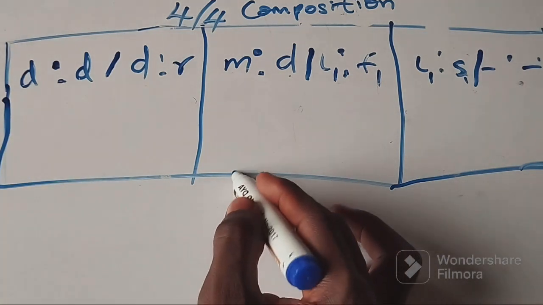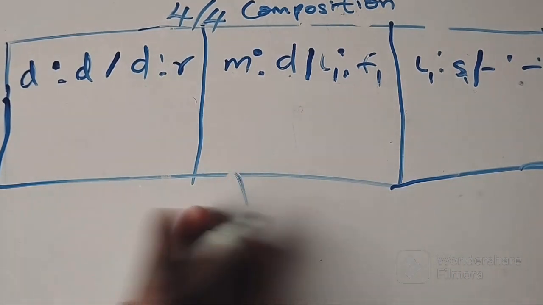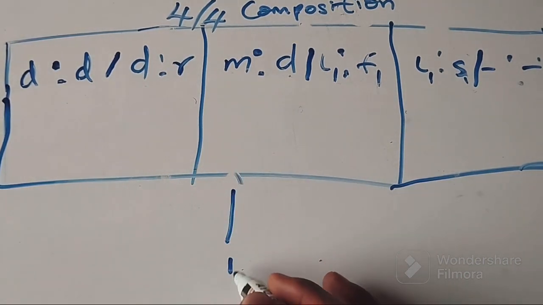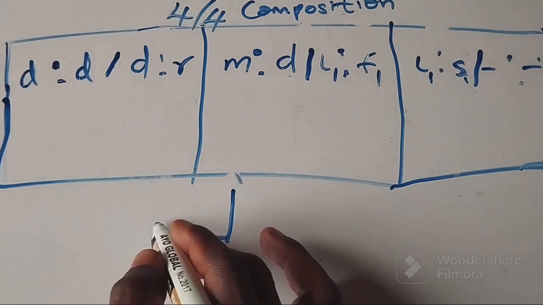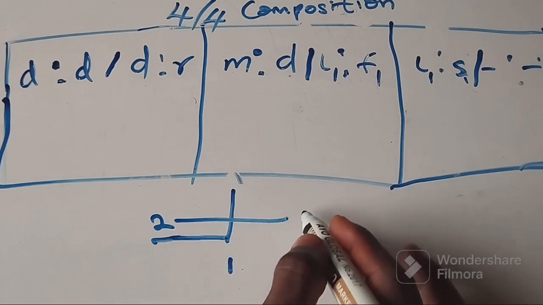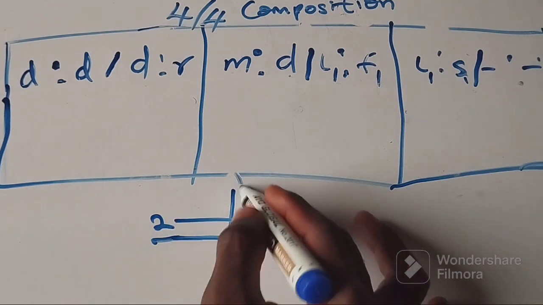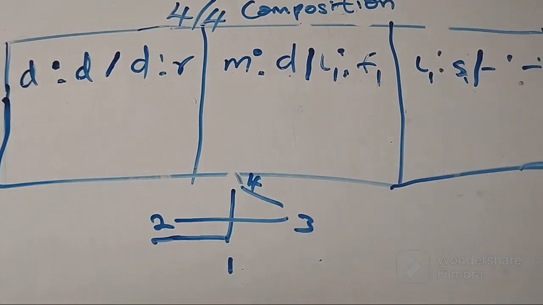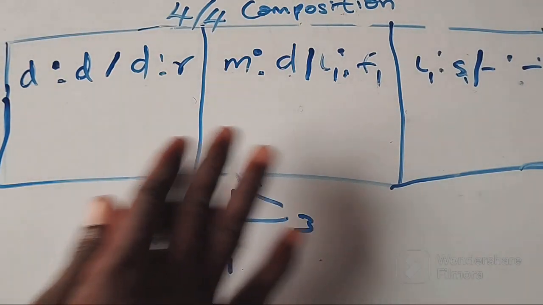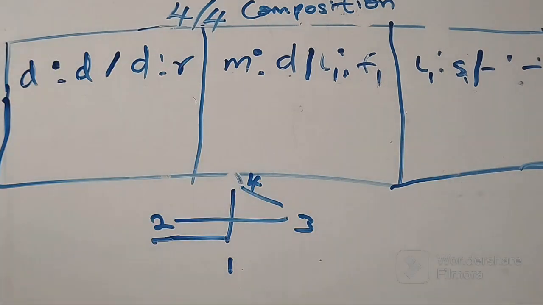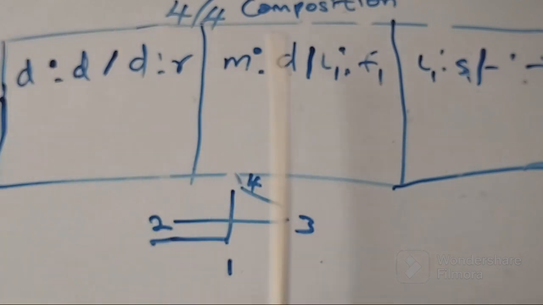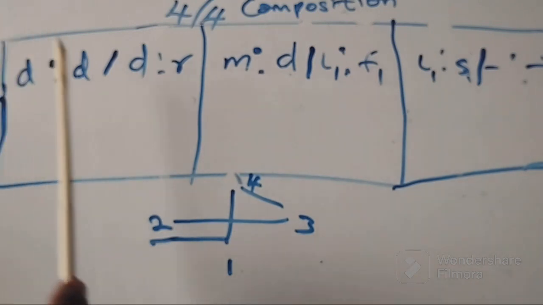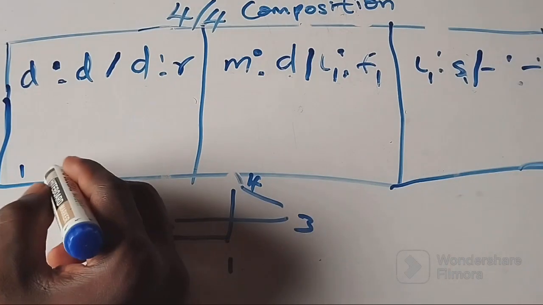It will now be, bring down your hand, you sing 1. Shift your hand inside, you sing 2. Move your hand this side, 3. Move it here, it will be 4. So it goes 1, 2, 3, 4. If you are using a stick, it will be 1, 2, 3, and 4. So when you put down your hand, you sing this. Each beat we have 4 counts.